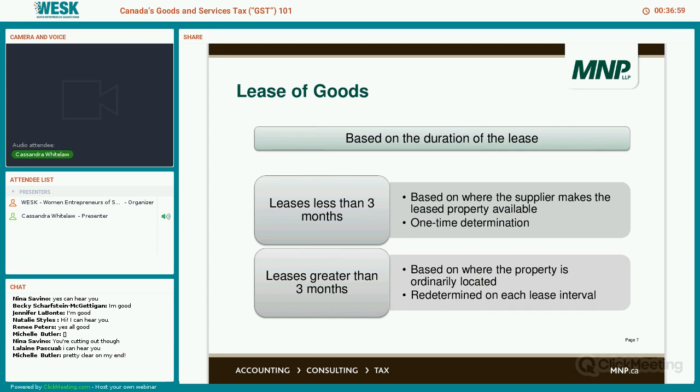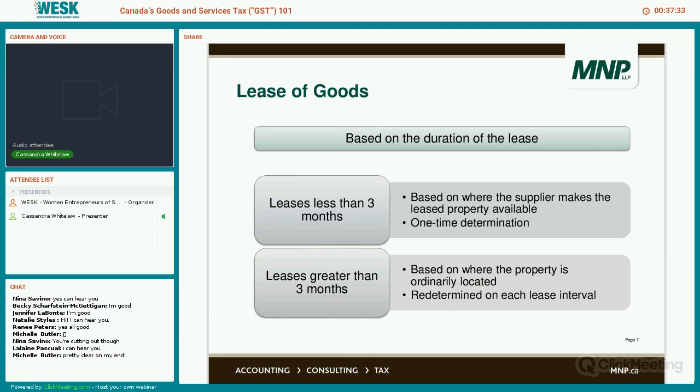So there's two ways to determine where the supply of a lease of goods is occurring, and this will be based on the duration of the lease. If your lease is for less than 3 months, it's going to be based on where the supplier makes the property available, and it's a one-time determination. So if you were to rent a car in Ontario for a week and you took it all the way across the country, went to Alberta and back, went through a bunch of provinces, because the origin point of the lease was in Ontario, you'll be paying tax at Ontario's rates.